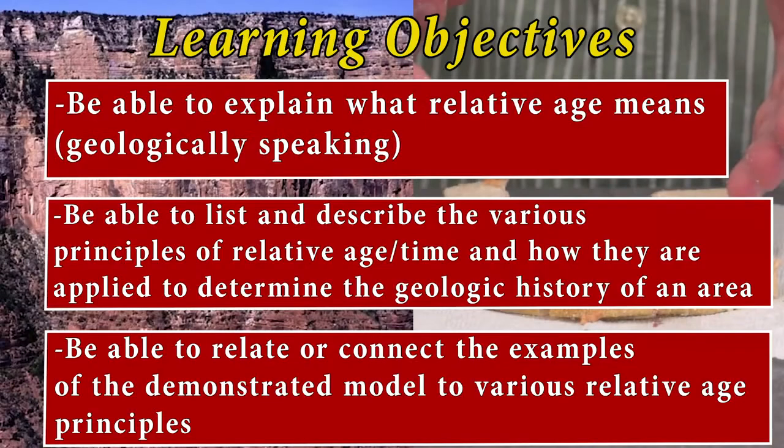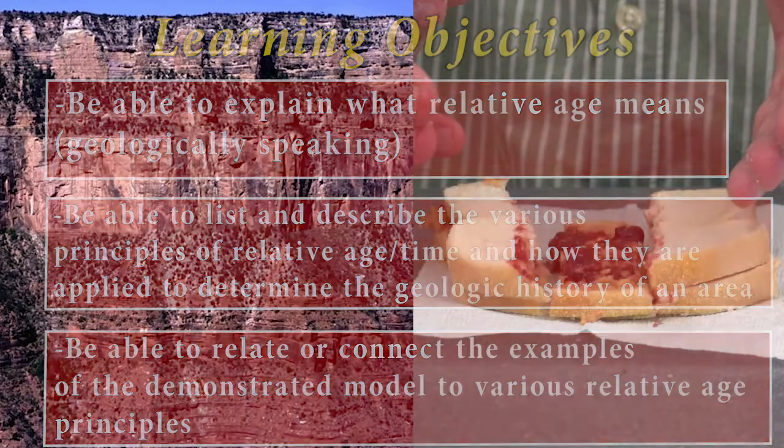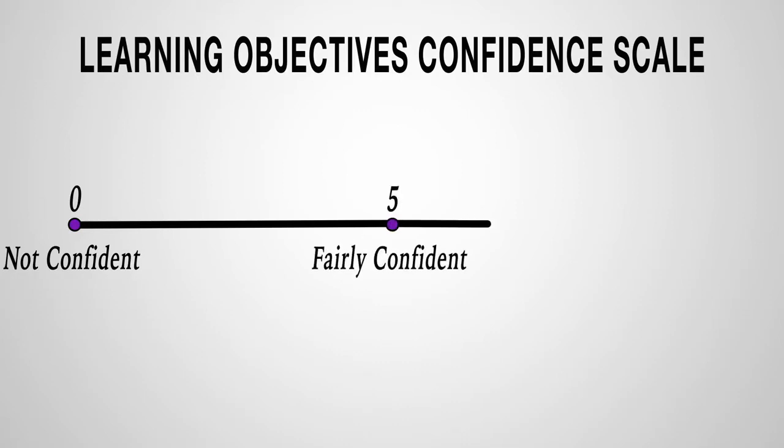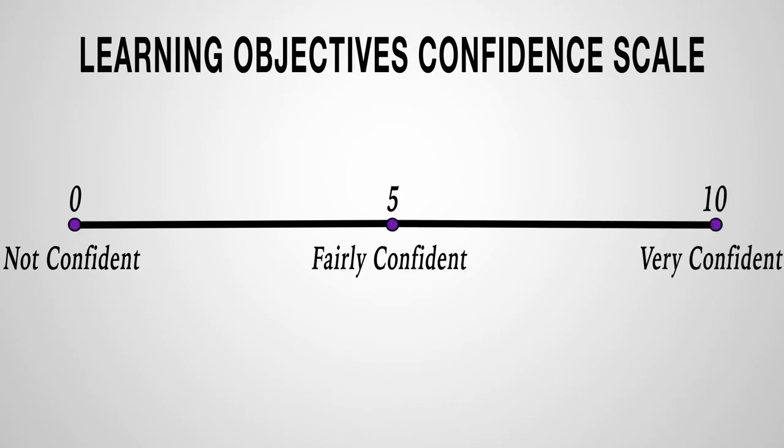When you have finished watching the video, you'll be taking a short questionnaire that will ask you to rate your confidence on a scale from 0 to 10 in performing all of the learning objectives, where 0 is not confident or sure you can do any of the objectives, 5 is fairly confident or sure you can do some of the objectives, and 10 is very confident or sure you can do all of the objectives.